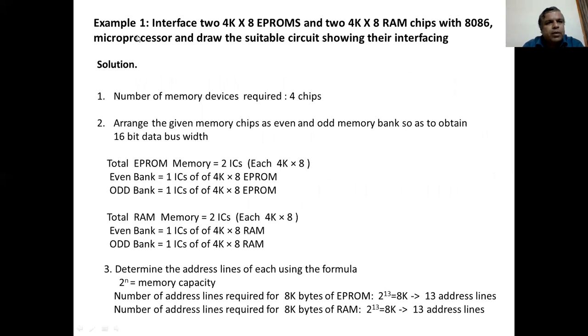So let's take an example. Interface two 4K x 8 EPROMs, erasable programmable read-only memories, and two 4K x 8 random access memory (RAM) chips with the 8086 microprocessor, and draw the suitable circuit showing their interfacing along with their memory map. So follow the steps. Step 1: how many chips are required to interface with the 8086 microprocessor? Calculate the number of memory devices required. The number of memory devices required is 4 chips: 2 EPROMs and 2 RAMs. So totally 4 chips are required.